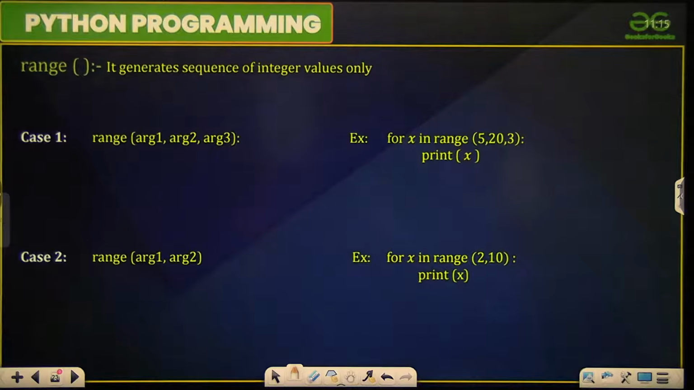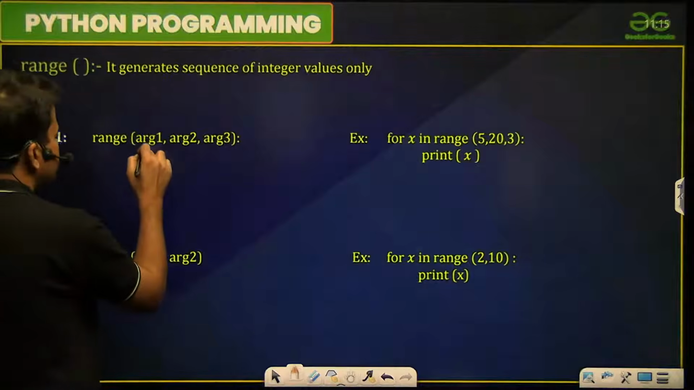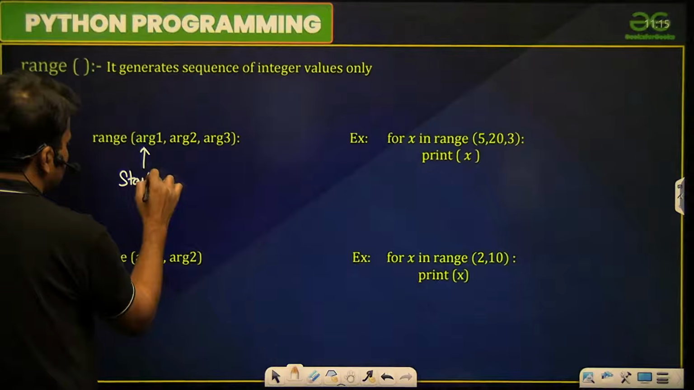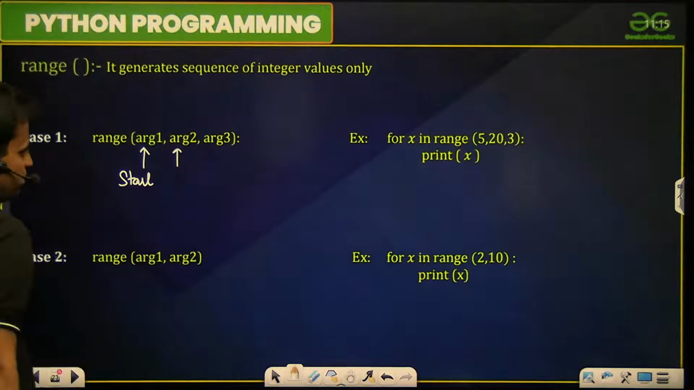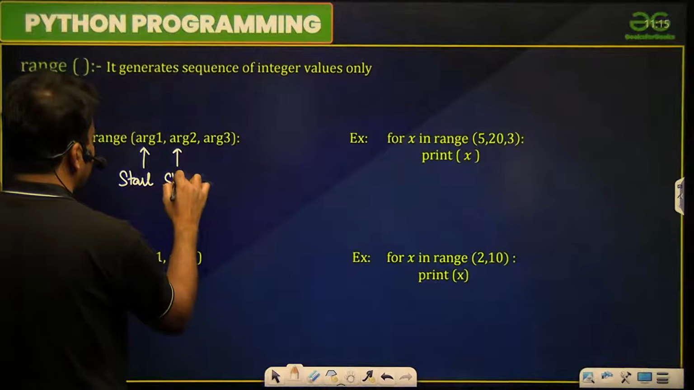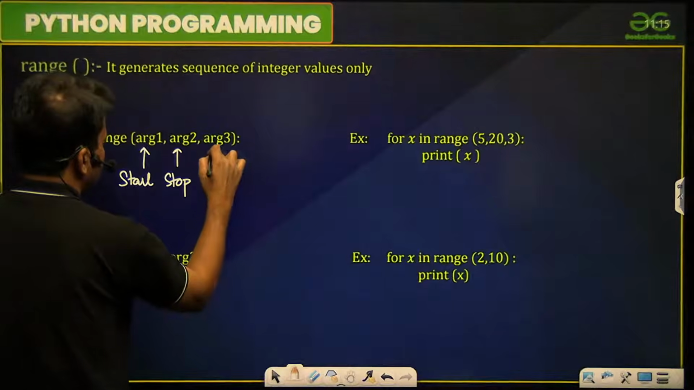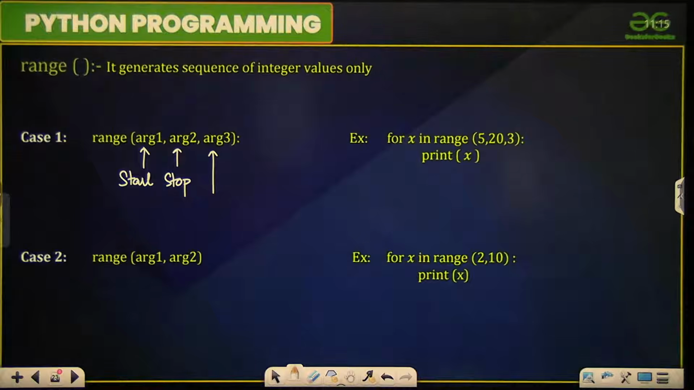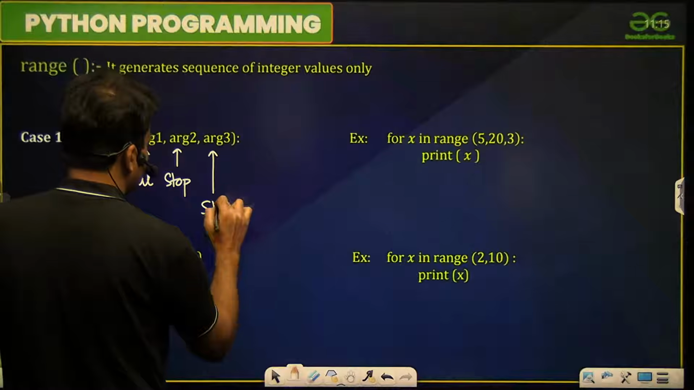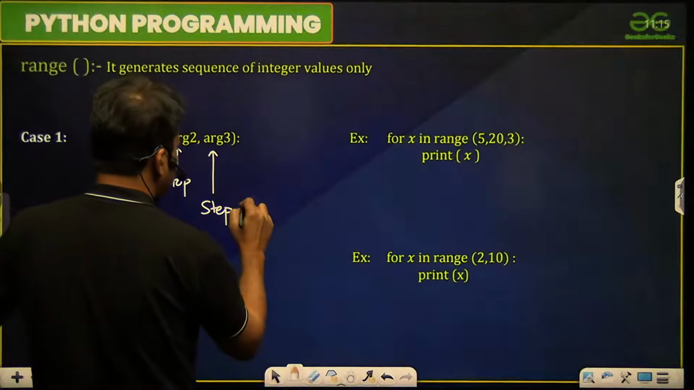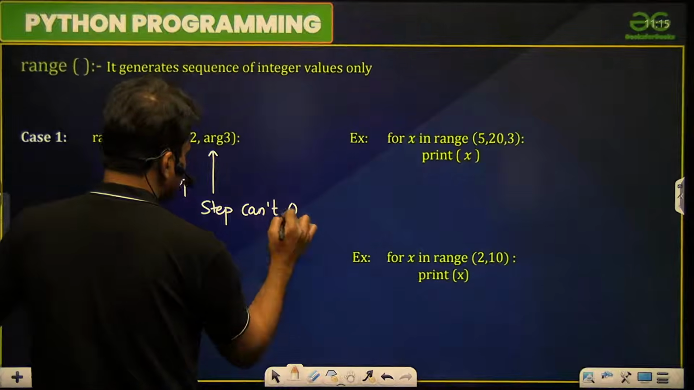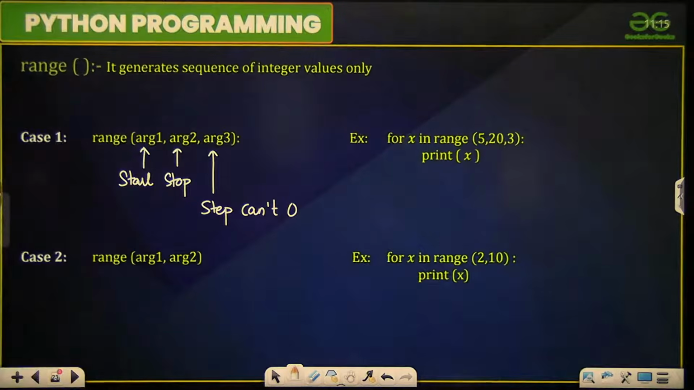Argument 1 is what? This is known as start. Argument 2 is this, what, student? This is stop. What about argument 3? Argument 3 is step size. Step cannot be 0. If it is 0, then error.